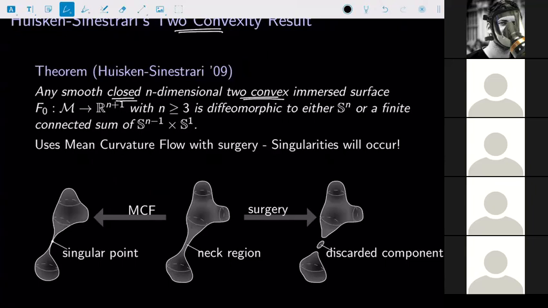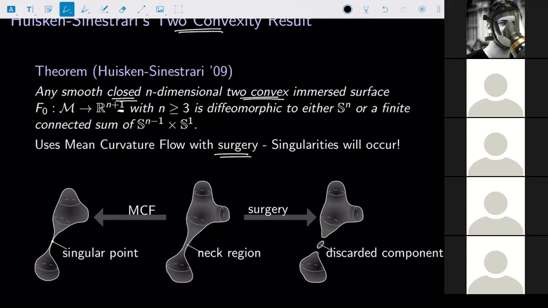So here you have a smooth, closed, n-dimensional 2-convex immersed hypersurface here in R^(n+1), so here you have codimension 1, dimension n greater than or equal to 3. Then you can run the mean curvature flow. What happens with the mean curvature flow? Well, you will run into singularities. So you have to introduce the mean curvature flow with surgery. And then what you can do is show that with the mean curvature flow with surgery, the original submanifold, or here the hypersurface, is either diffeomorphic to S^n or a finite connected sum of S^(n-1) cross S^1.